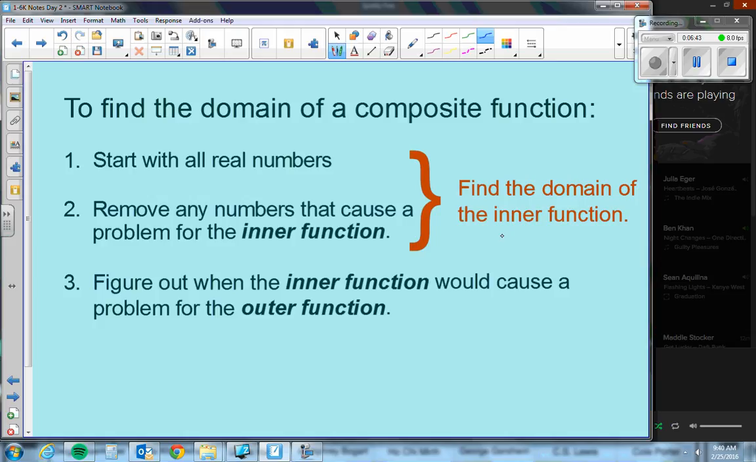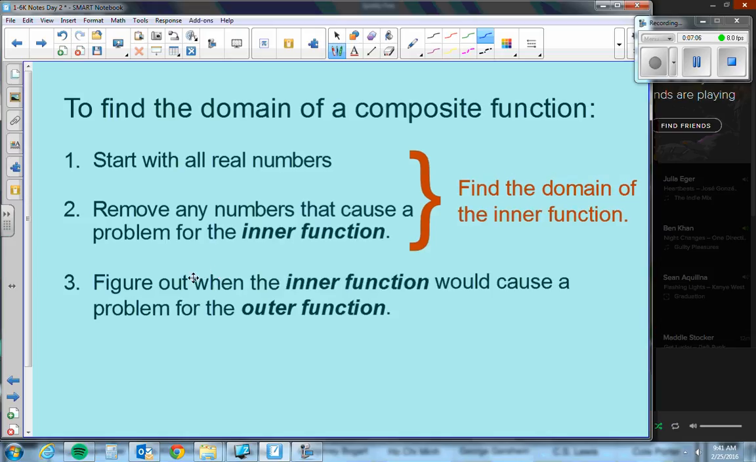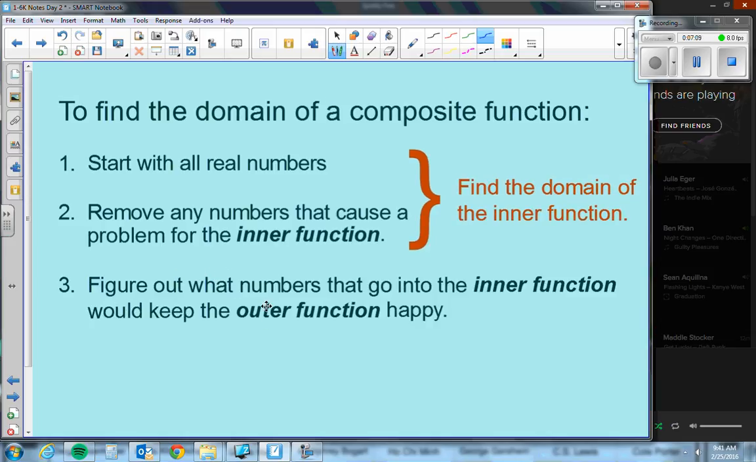Okay? And then the second step, I'm going to phrase it a couple of ways. Like it says here, you want to figure out when the inner function would cause a problem for the outer function, and you exclude those from your domain as well. Or put another way, if you get rid of the numbers that cause a problem for the outer function, that means you're keeping the numbers that make the inner function produce numbers that are part of the domain of the outer function. I'm trying to phrase it in something other than terms like that.